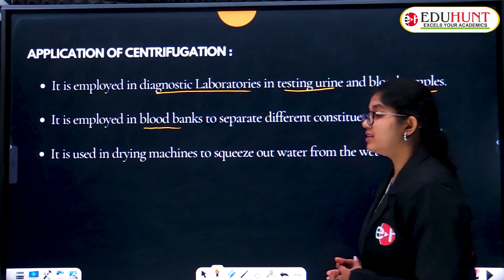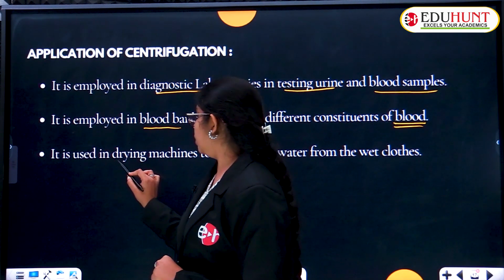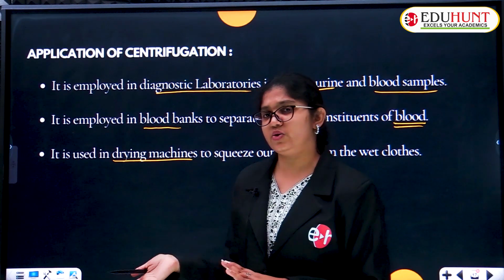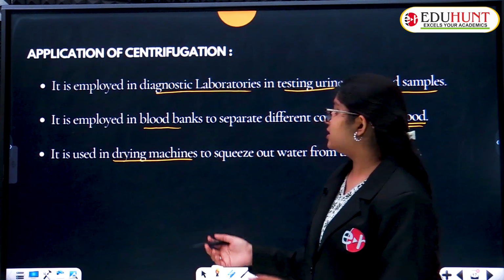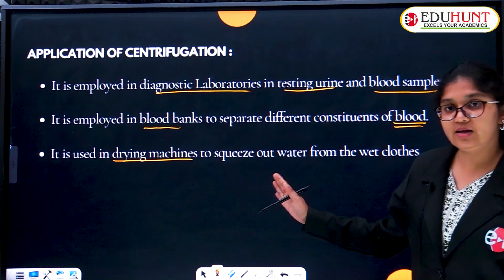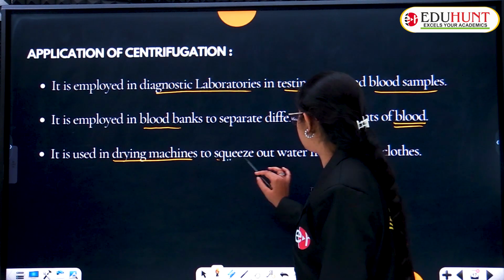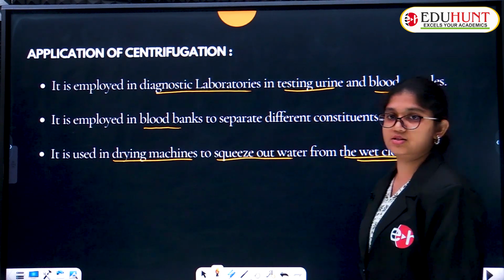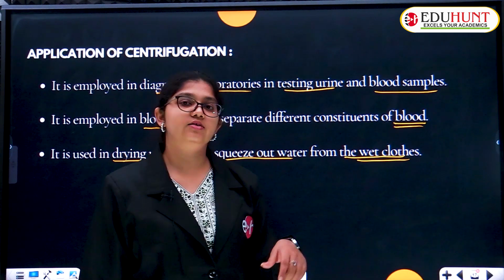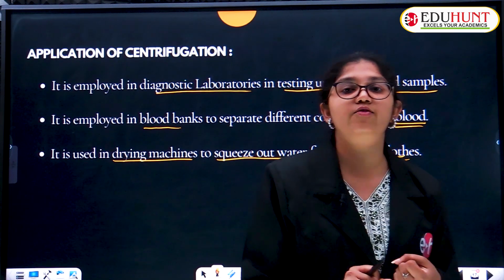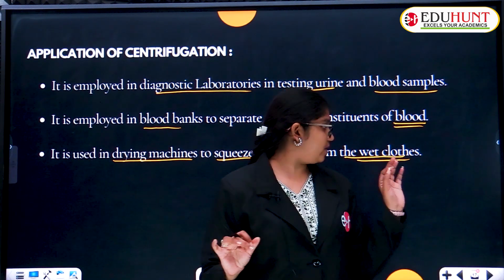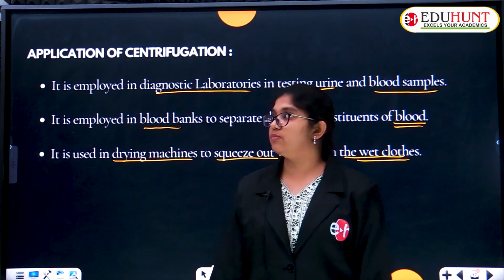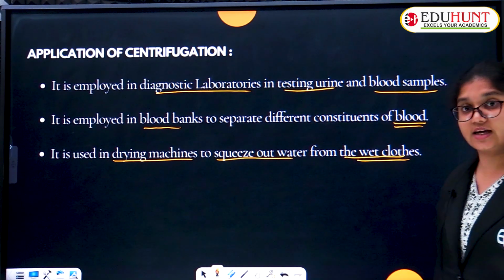Now, the last one. It is used in drying machines. We know it already. It will squeeze the water, no? It gives the dry clothes. It is used in drying machines to squeeze out water from wet clothes. If you use the dryer, it will squeeze all the water content from the clothes and give us dry clothes from wet clothes. These are the applications of the centrifugation technique, children.